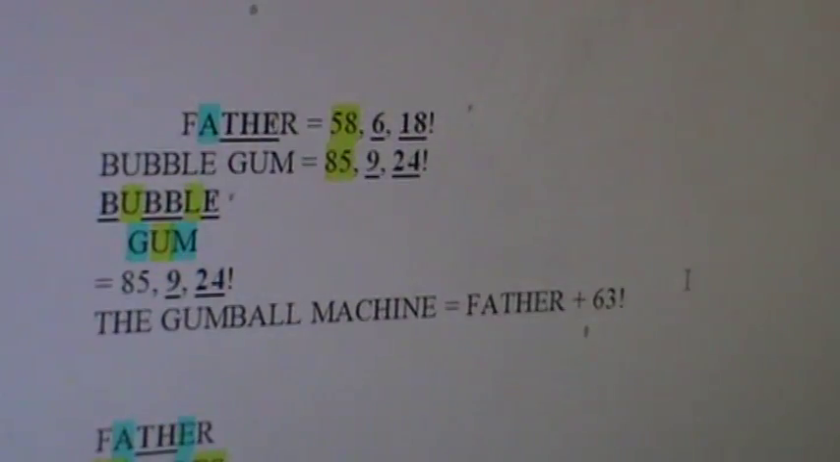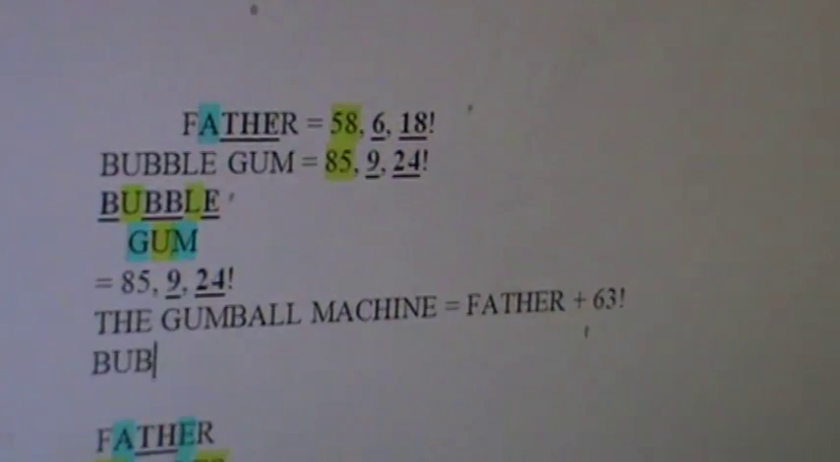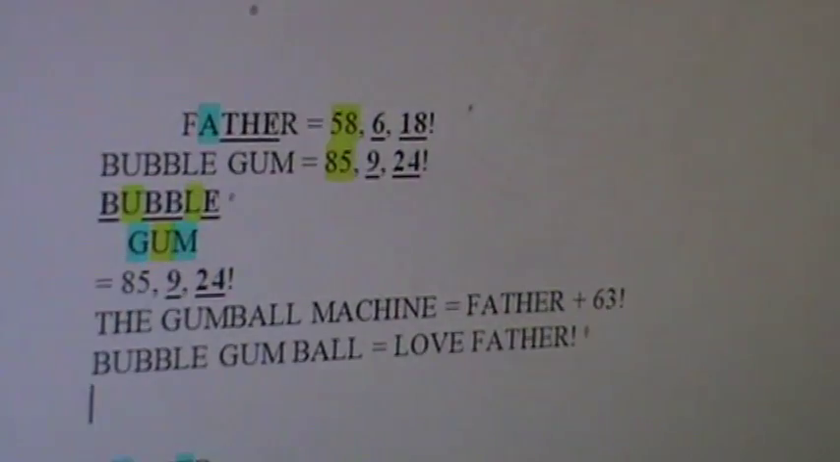That's disturbingly obvious. Cool. Make it a bubble gum ball. Oh boy, we're solving candy. Bubblegum ball equals love father. That's pretty glaring. It's a bubblegum ball.